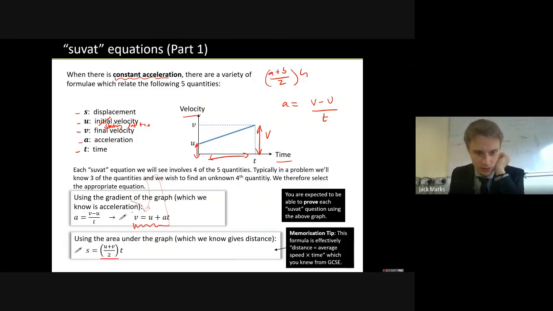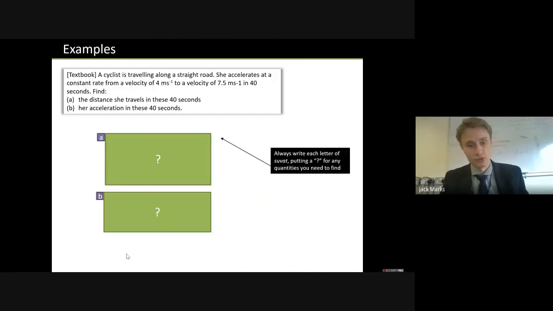You'll notice that they have 4 pieces of information. And this one here again, 4 pieces of information. So what's going to happen is I'm going to tell you 3 pieces of information, and you're going to tell me the 4th piece of information. That's how the most basic SUVAT equation question might work, without us needing to draw the graph anymore.